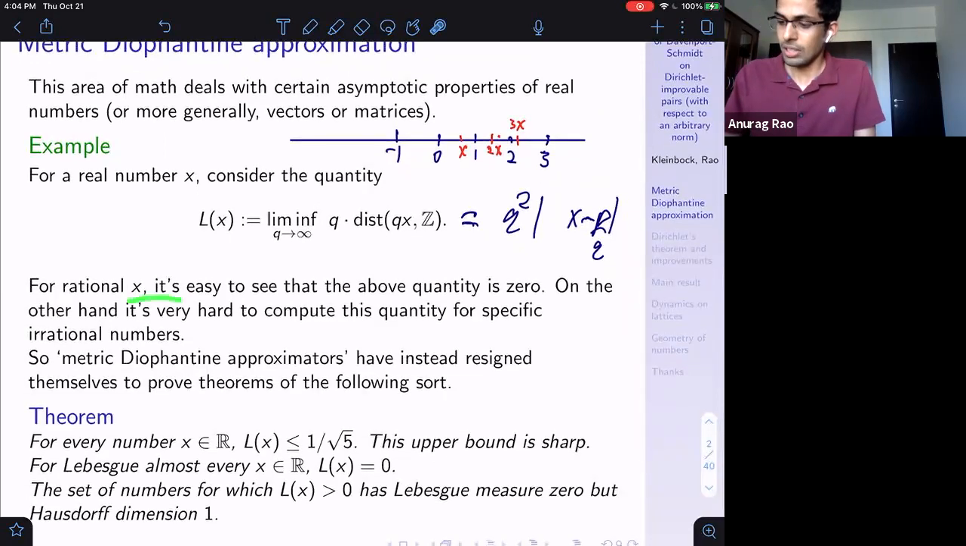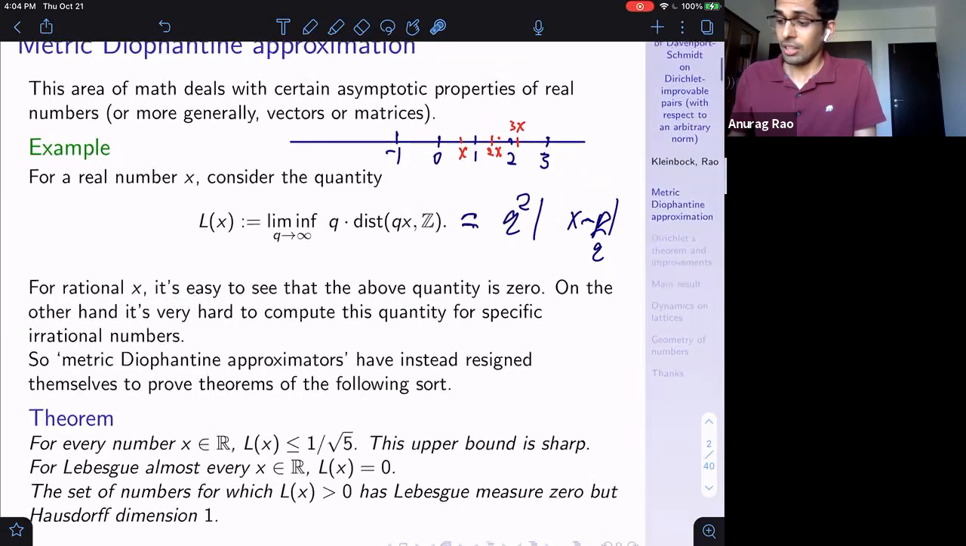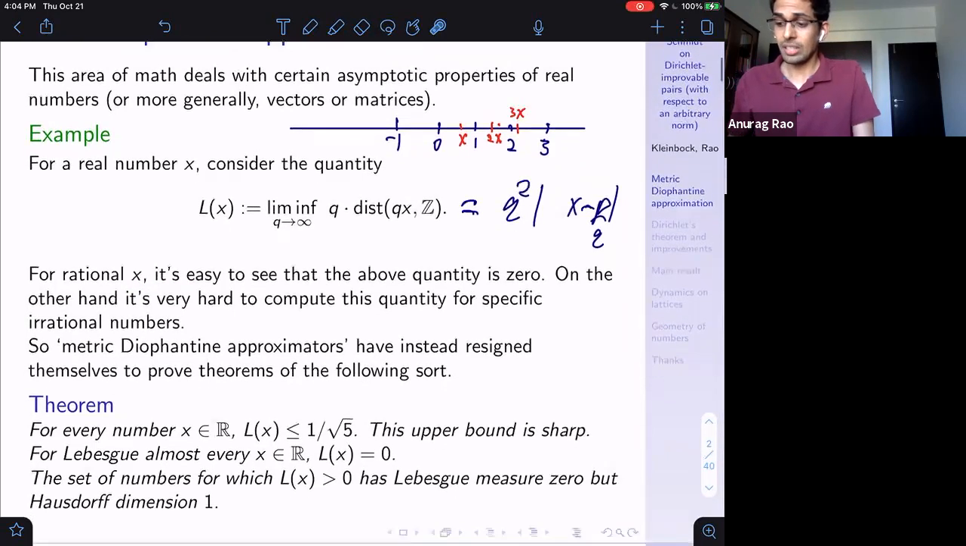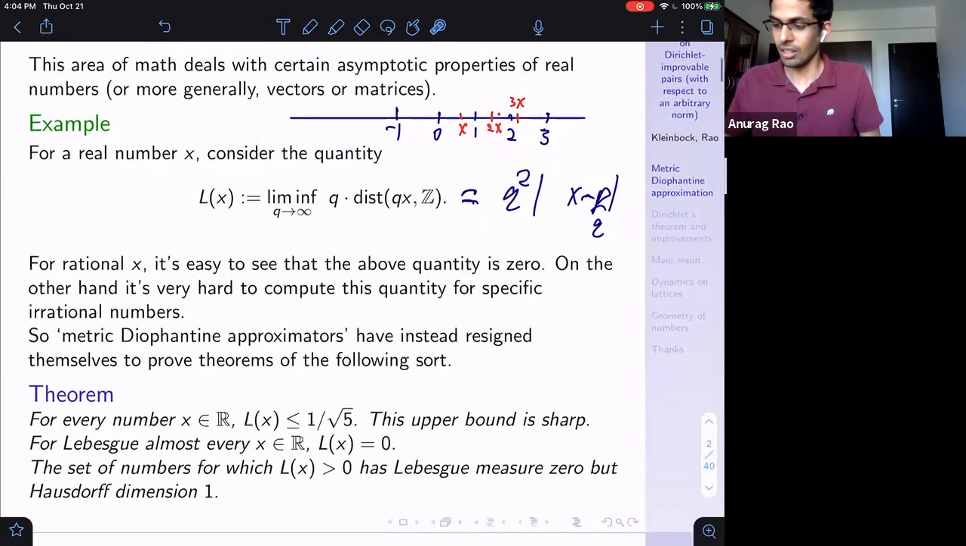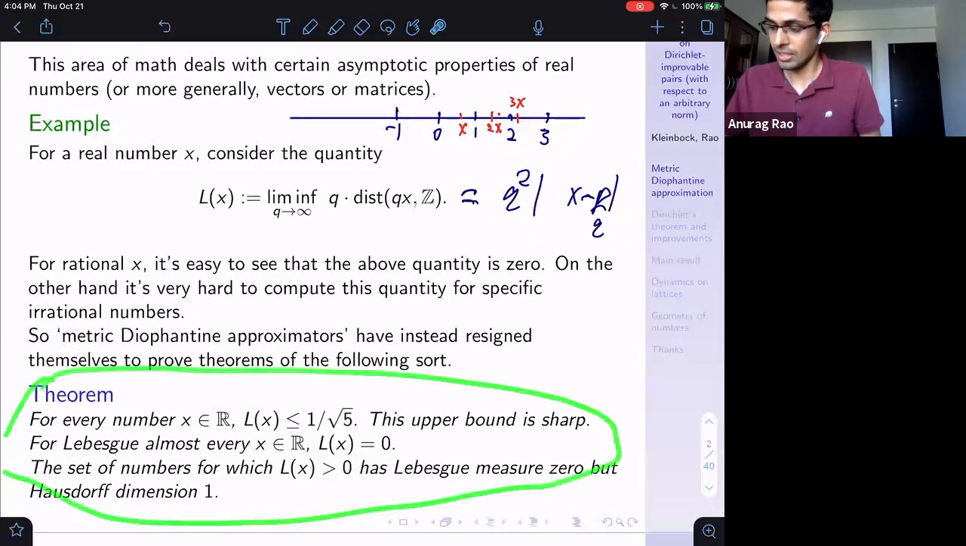Okay, so for rational x, this limit is always going to be 0. On the other hand, for irrational numbers, since most irrational numbers have tenuous definitions themselves, it's actually hard to compute what this quantity is going to be. So instead, metric Diophantine approximators prove proto-theorems that look like this.